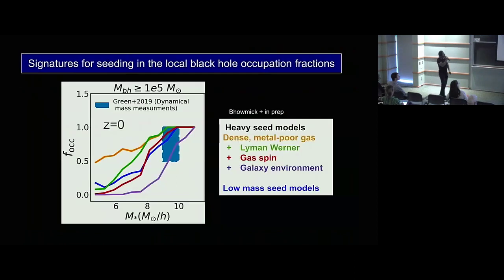And then finally, here I'm showing predictions for the local black hole occupation fractions in dwarf galaxies. And here again, you can see substantial variations of occupation fractions of greater than 10^5 solar mass black holes in these dwarf galaxies. Of course, current observational constraints are too uncertain to be able to strongly rule out any of these seeding scenarios, but we hope that in the future we'll have lesser uncertainties in the inferred occupation fractions, and then we will be able to rule out some of these seed models using local observations as well.